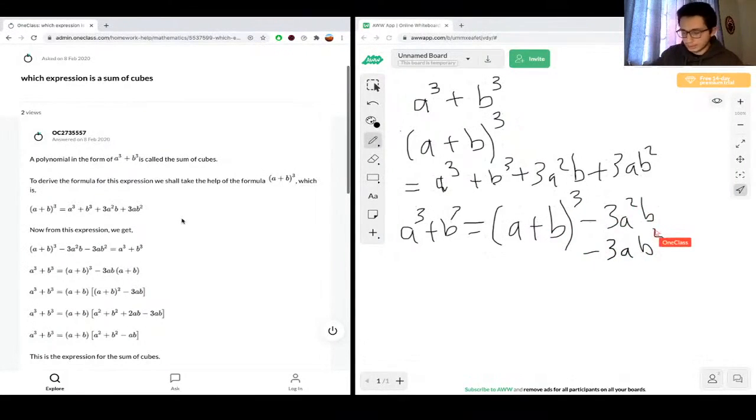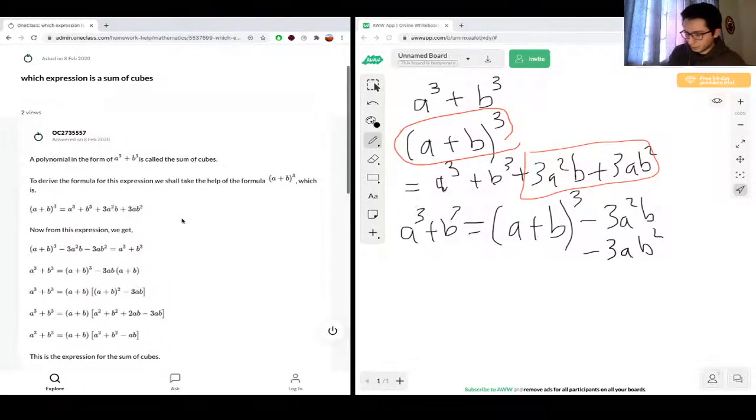So all we did in this step is we moved these two terms to the other side of the equation, beside this one, and then rearranged the equal sign. So we have a cubed plus b cubed is equal to, in brackets, a plus b cubed minus 3a squared b minus 3ab squared.